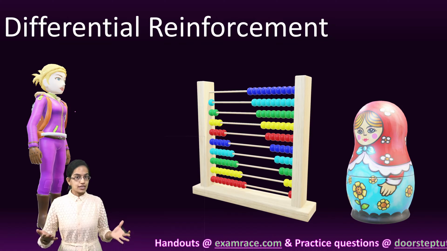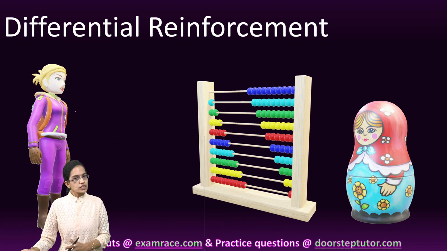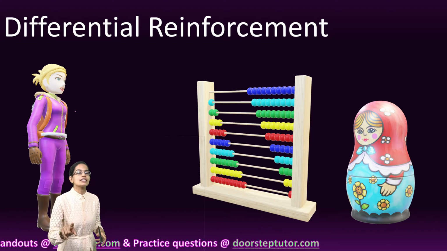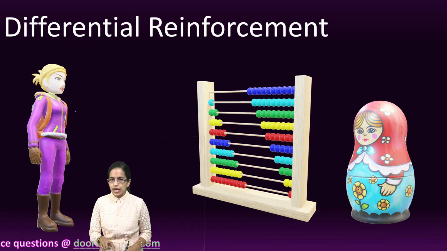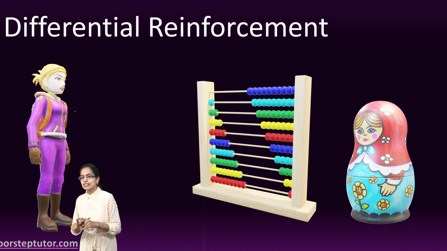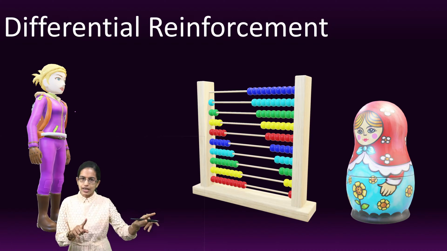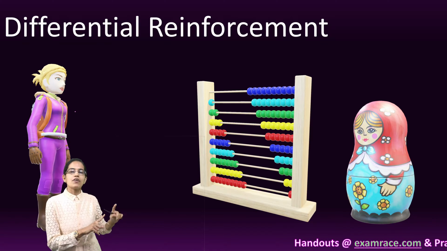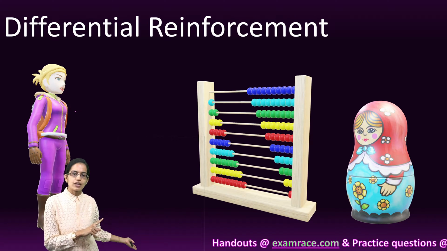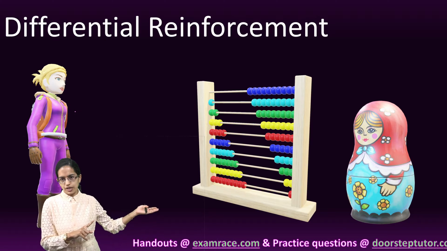The parents get very happy and get the toy for the child. Now, this is a process of differential reinforcement where the child now understands that if I am crying, that behavior is unwanted, it should be reduced. If I am requesting politely, this behavior is good and it should be motivated.